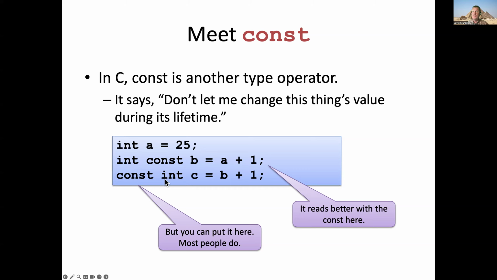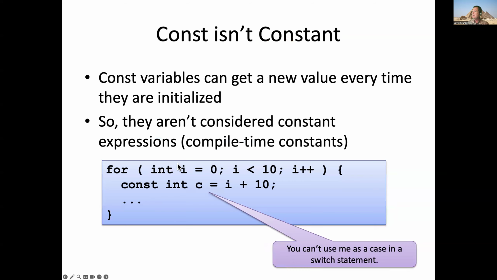This means the same thing. C is a const int, but if you read it like this, you read C as an int that is const. And I think the rule works a little better like that. So that's one reason I usually do it like this.